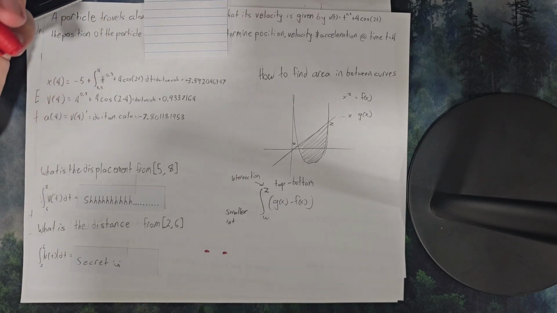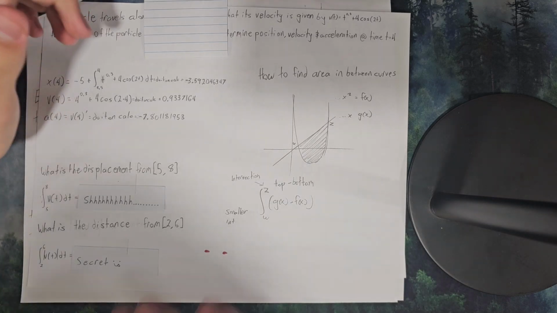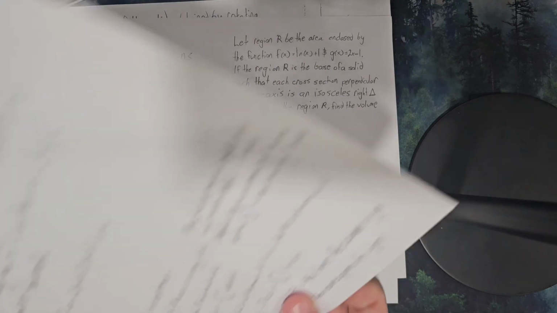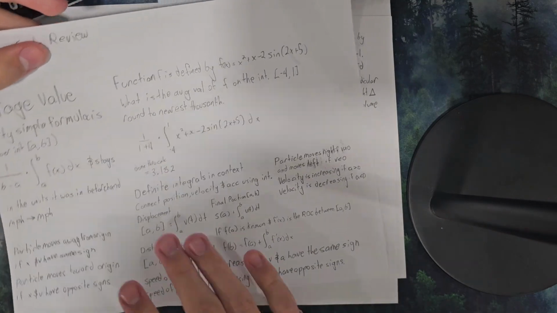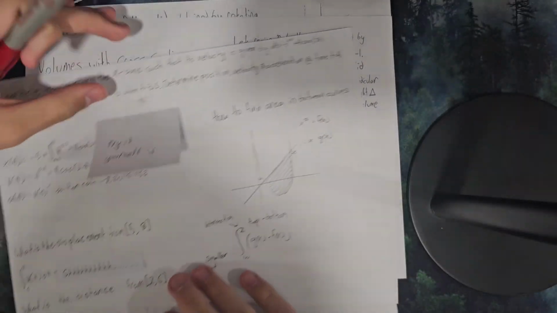I guess the velocity is... what did I say the stem thing was? Velocity is decreasing because a is less than 0. Yep.